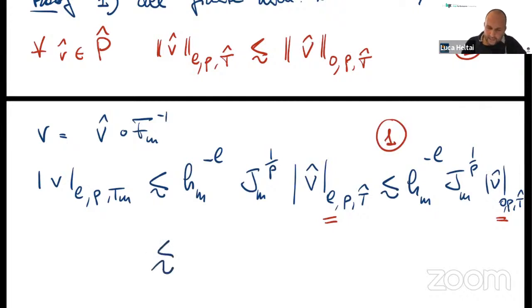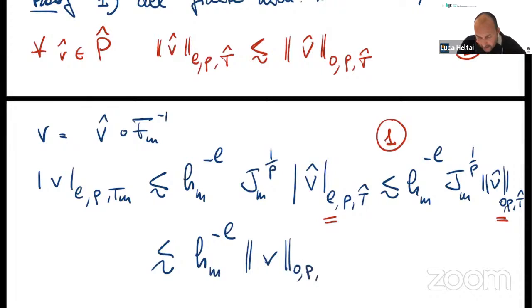So I apply the inverse scaling argument to this guy over here, and there's going to be no powers because there's a 0 here, so there's H_M to the 0 power there, but this is going to cancel out the J_M to the power minus 1 over P. So you will get at this point H_M to the power minus L, and this is going to be the semi-norm V. And of course, if this is the 0 norm, this is going to be the full norm in the 0 case. And this is the full norm 0 P T hat.